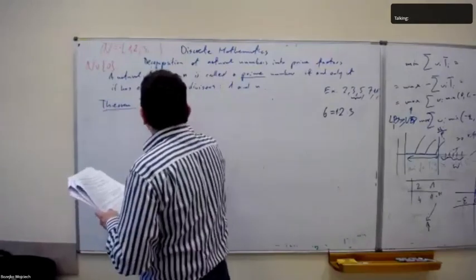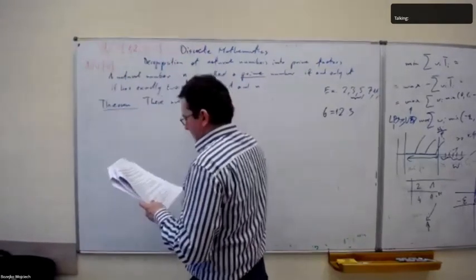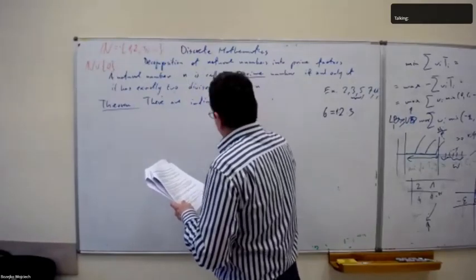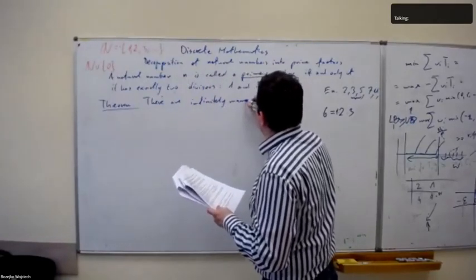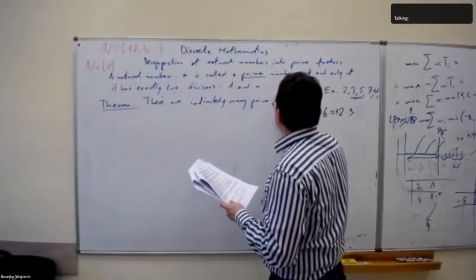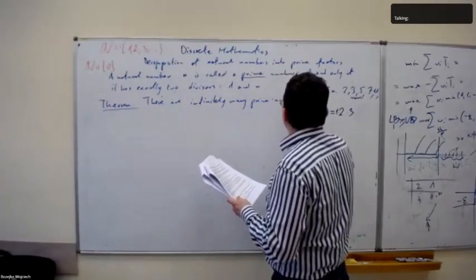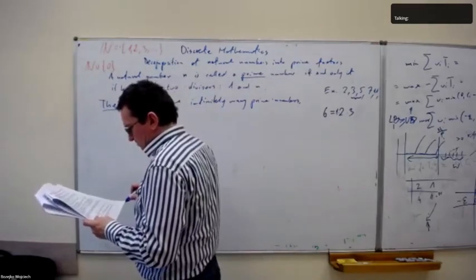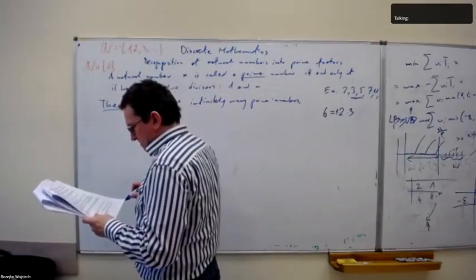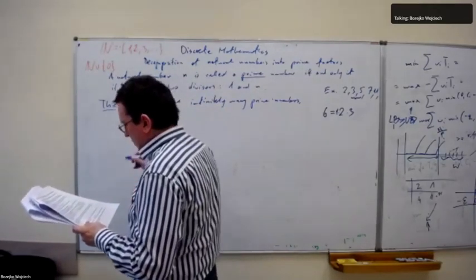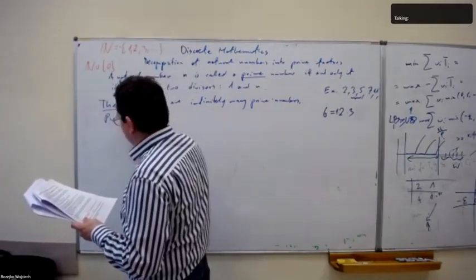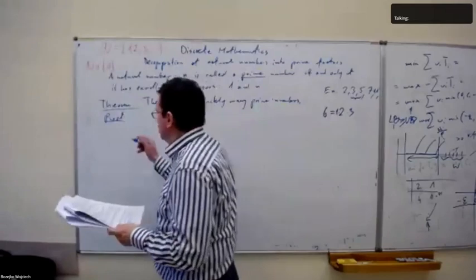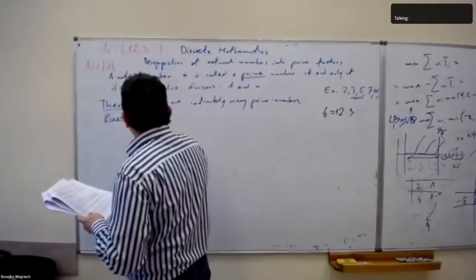There are infinitely many prime numbers. Okay, a proof. This is from Euclid. The proof goes from Euclid.